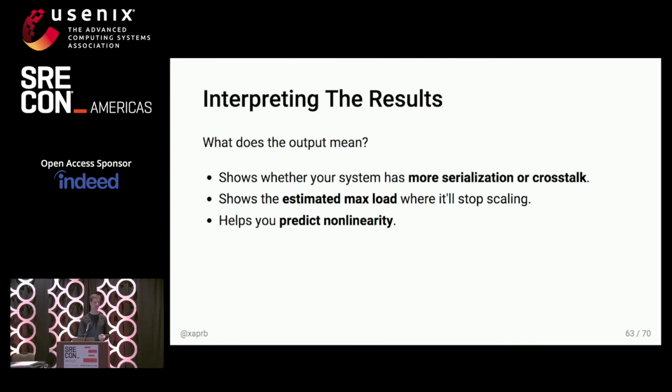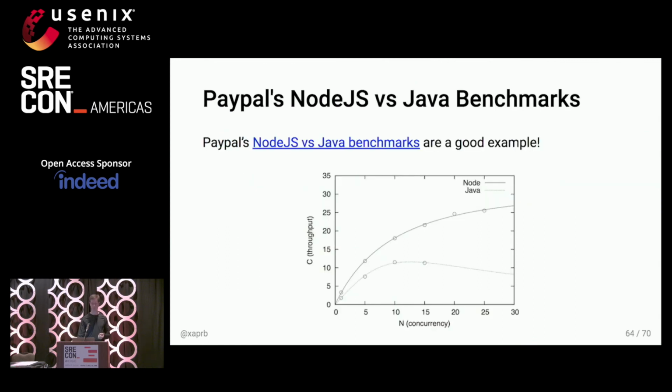So let's look at a couple of examples. One that came to mind was PayPal wrote a blog post about some benchmarks they did benchmarking Java versus Node.js. And the data was super clean and easy to fit. The parameters on one were all crosstalk, and the parameters on the other were all serialization. I'll let you guess which was which. I'll just say Java runs under high concurrency, and Node.js is single-threaded. Right?